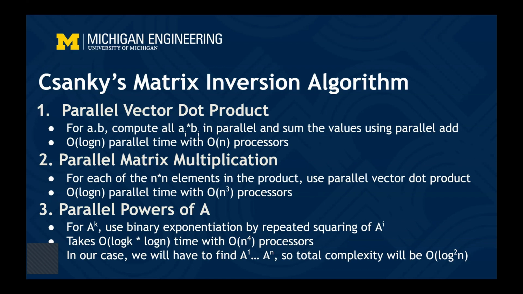And then to compute the powers of a matrix, we use binary exponentiation. If you want to compute A to the power 16, let's say, you just keep squaring till you reach the power 16. So this takes O of log k times log n, with n to the power 4 processors. In our case, we will end up having to calculate all powers of the matrix from 1 to n. So the total time complexity will be O of log squared n. So everything is going to be polylogarithmic. Next slide, please.